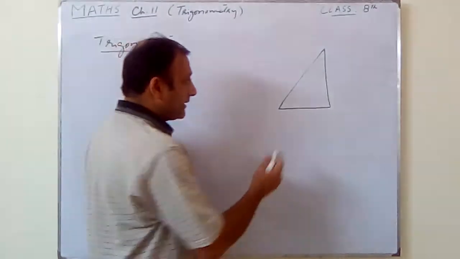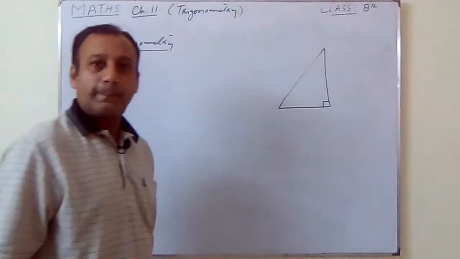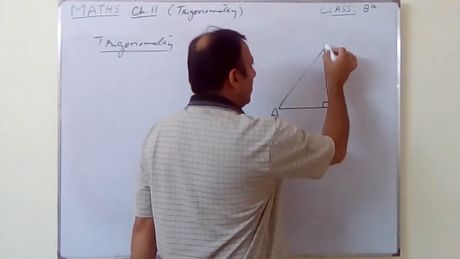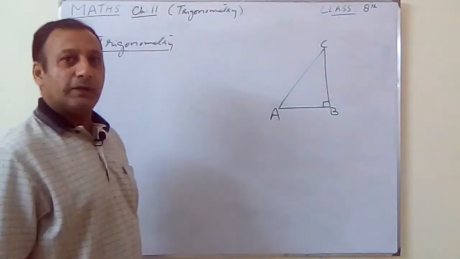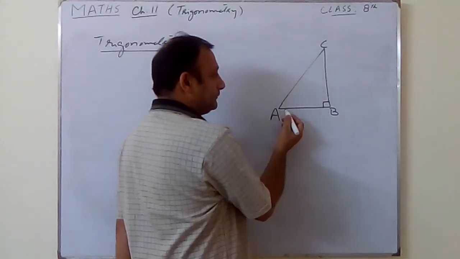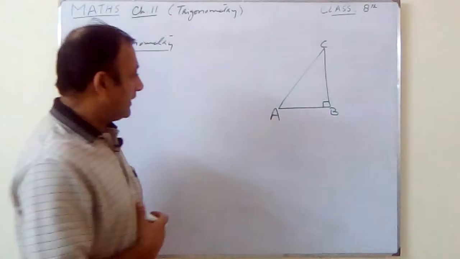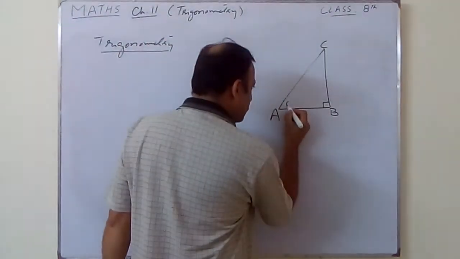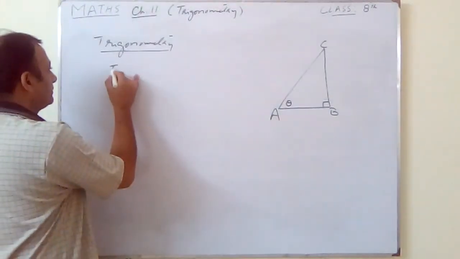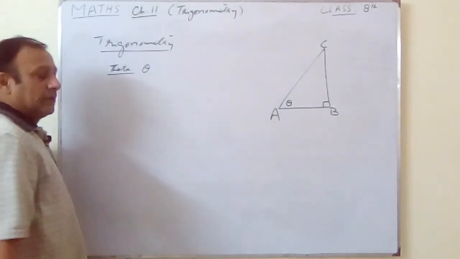What is the right angled triangle? In which one angle is of 90 degree. So A, B and C. This is the right 90 degree angle and this angle is an acute angle. Acute angle means less than 90 degree. So this angle we say that it is theta.